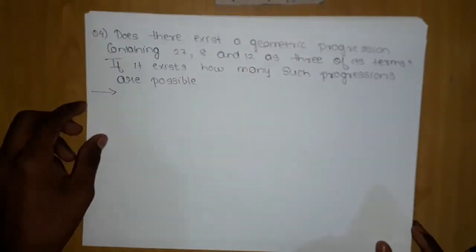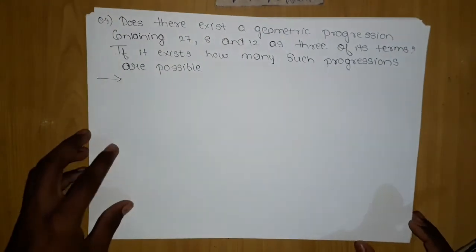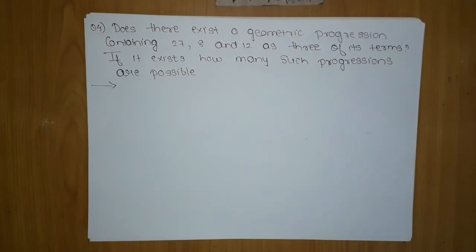Okay, this is question number 4. Now what does it tell? There exists a geometric progression containing 27, 8 and 12 as 3 of its terms. If it exists, how many such progressions are possible? They are telling how many such progressions are possible if such a thing exists.